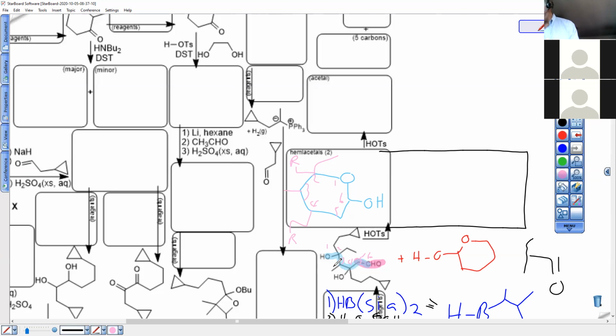Now the other hemiacetal will be in purple. Going from this O, it's not going to be a very nice hemiacetal. 1, 2, 3, 4. The other O attacking, I think you'd get very small amounts of this. 1, 2, 3, ring size 4. Yuck. O goes to C with OH. And we're going to need other numbers. Do we need other numbers?